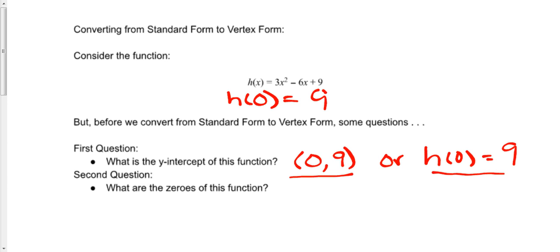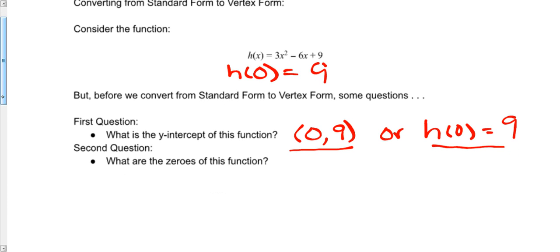In other words, what values of x make this function equal to 0? How do we find that for a quadratic function? Set it equal to 0. Okay. So 0 equals 3x squared minus 6x plus 9.